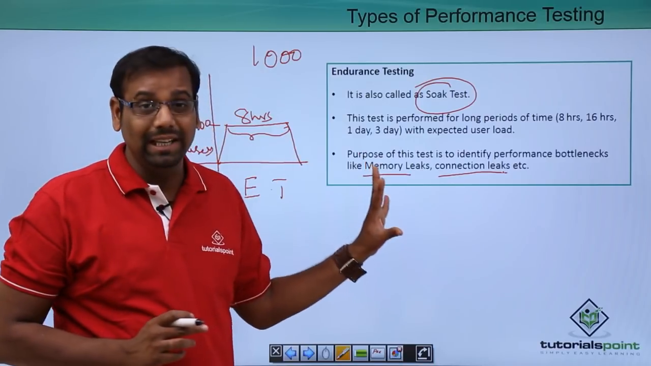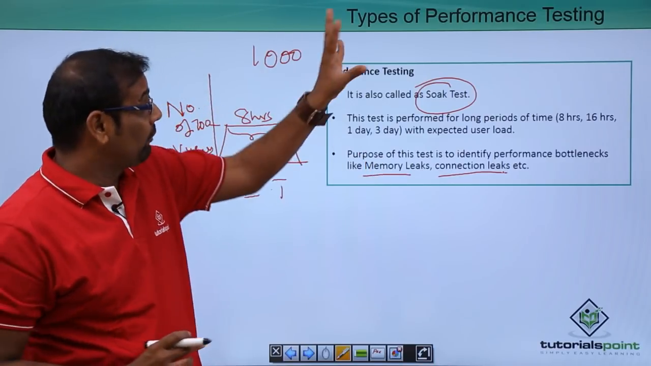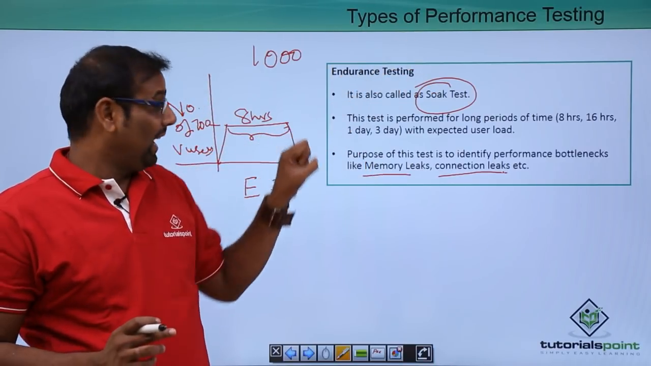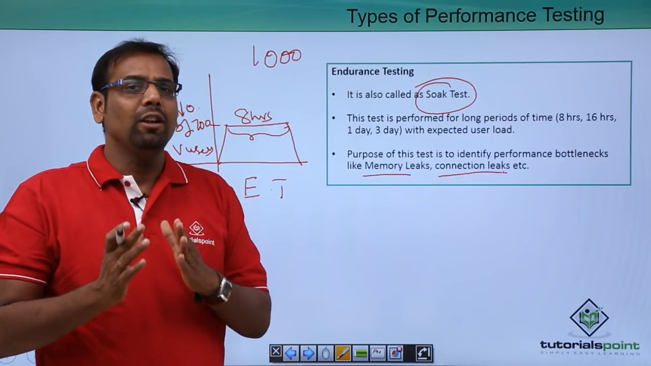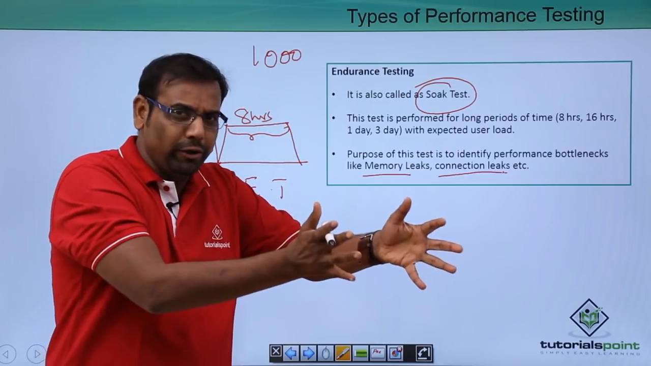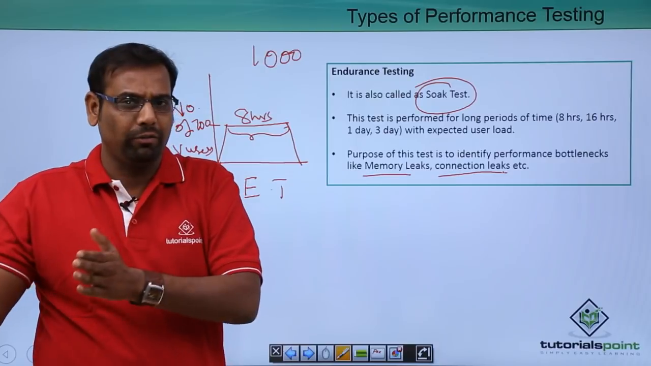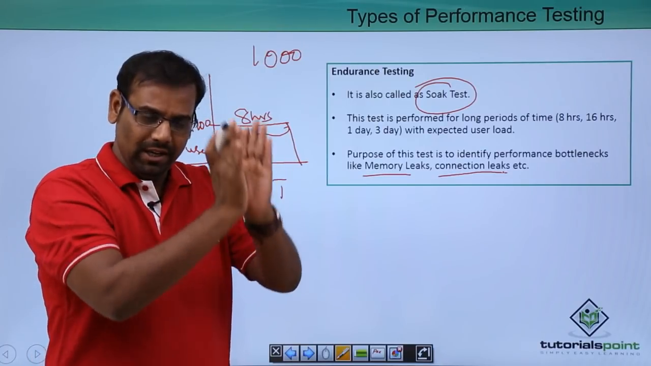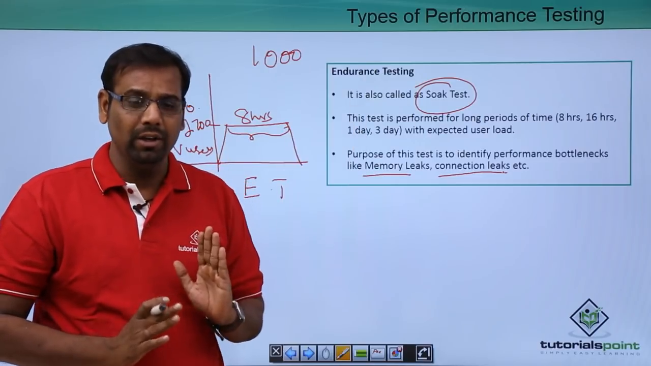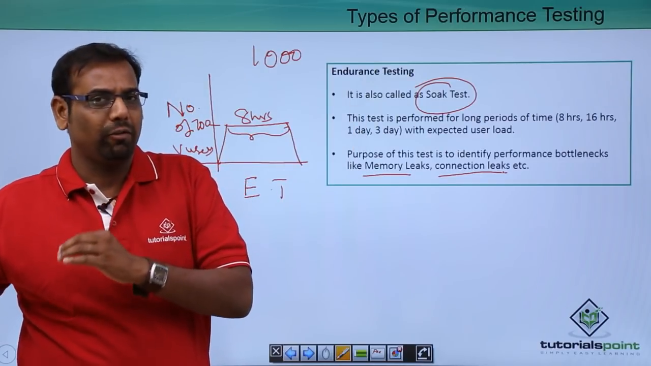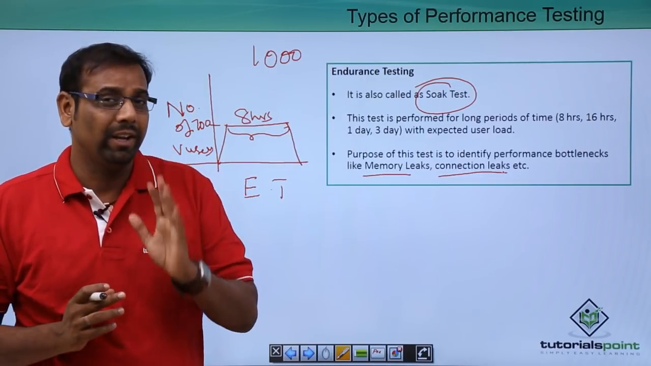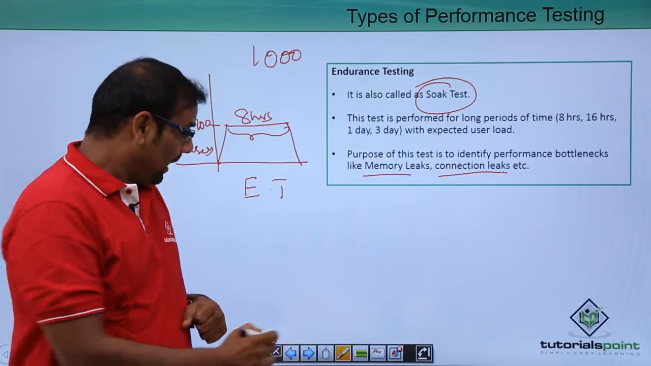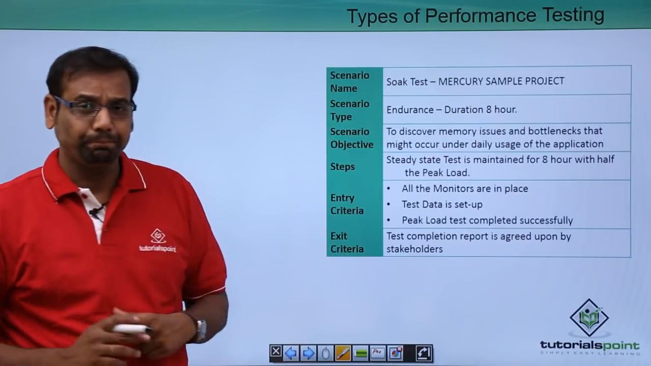If there are memory leaks in your application, and if you're not doing the endurance test, and they're not identified, then once the application is deployed into production, over a period of time, the performance goes down. In other words, the first day, the performance is good after you have deployed, but after a month, the performance goes down. So this is very, very bad. Okay, so let's look at the scenario for this.